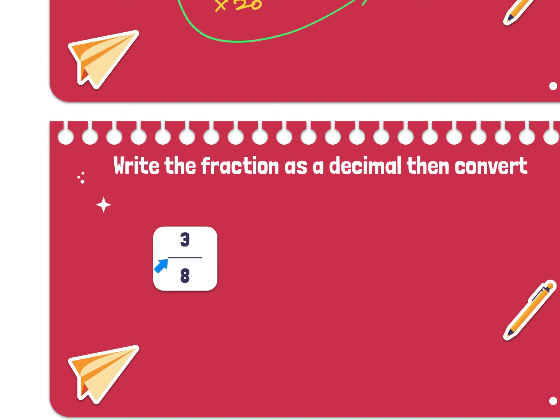Well, remember, the fraction bar indicates division, so we can go ahead and simply divide 3 by 8, converting it into a decimal. 3 divided by 8. 8 goes into 3 0 times. I'm going to place a decimal and another 0, which means I'm going to place a decimal in the quotient. 8 goes into 30 3 times. 3 times 8 is 24. I have a remainder of 6.